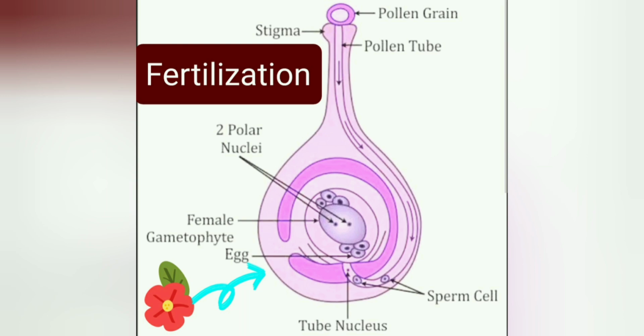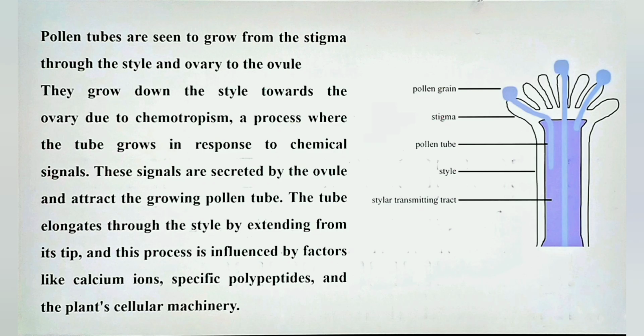So let's get started. Pollen tubes are seen to grow from the stigma through the style and ovary to the ovule. They grow down the style towards the ovary due to chemotropism, a process where the tube grows in response to chemical signals. So there are certain chemical signals that guide the growth of this pollen tube towards the egg chamber. These signals are secreted by the ovule and attract the growing pollen tube.